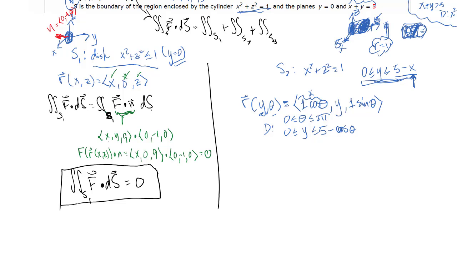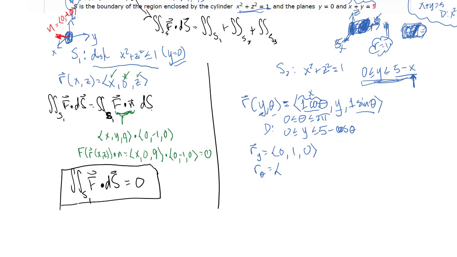Before we move on, we need to figure out what r_y and r_theta are, because we need to find a cross product of them. This will give us our normal, and this is where we're going to be able to check our orientation. So r_y, the derivative of the parameterization with respect to y, and thetas are constant with respect to y. And so I just have 0, 1, 0.